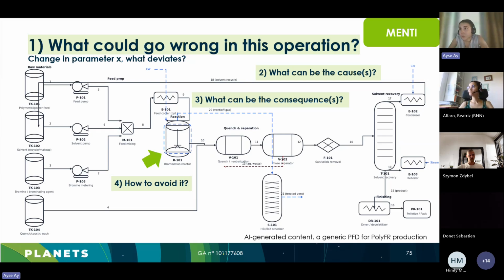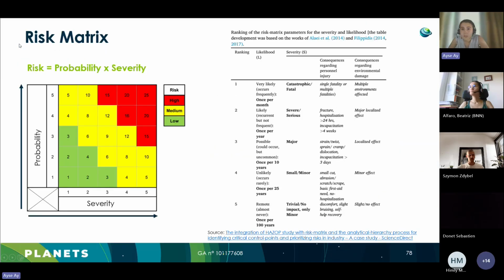And to conclude the HAZOP study, we should also look at the risk matrix, and this risk matrix is also available in the SSbD framework. And the next step is to determine how serious this risk is. And here is another risk definition, probability multiplied by severity.